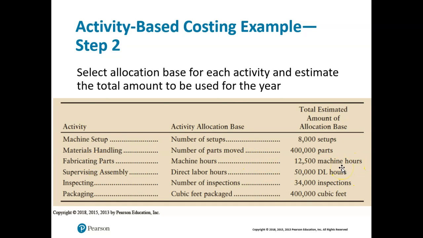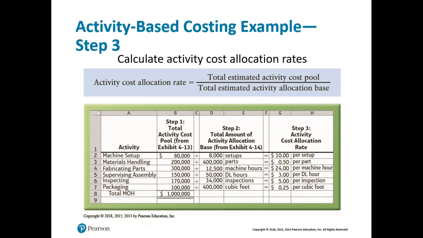Just think, we used to allocate everything here in fabrication on machine hours before, or maybe direct labor hours. Supervising is based on direct labor hours. That's a pretty good driver. That makes sense. Inspection is based on the number of inspections. And for packaging, they're using the number of cubic feet packaged. Things like packaging are hard to find drivers for. It's usually based on something like the number of pieces.